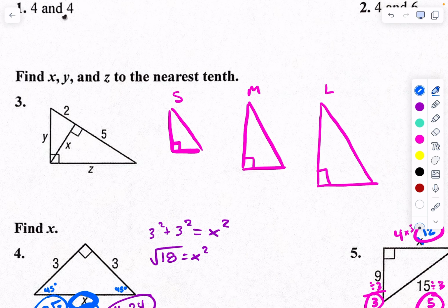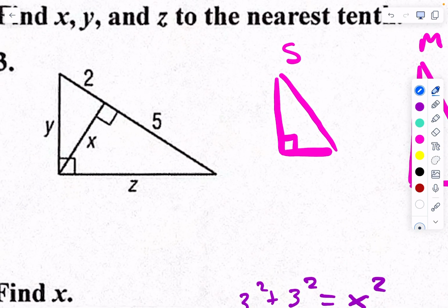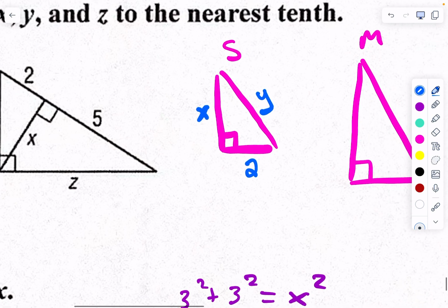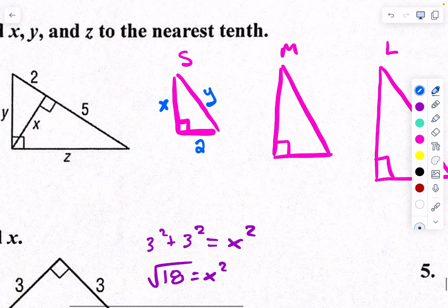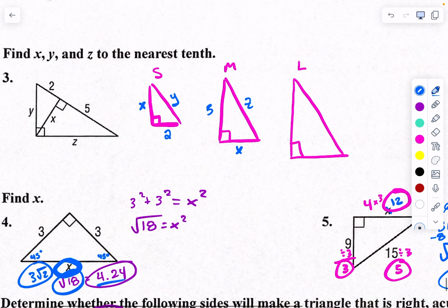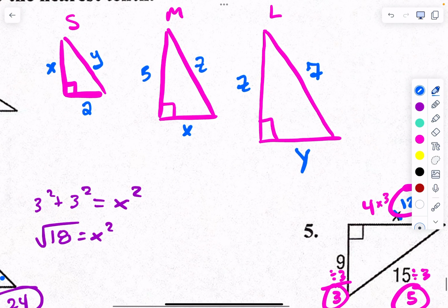Okay, so for your small one, which one is the short side? 2. What's the tall side? X. What's the slant side? Y. Okay, medium, short side: X. Tall side: 5. Slant side: Z. Large, short side: Y. Tall side: Z. Slant side: 7. You add the 2 and the 5 together. Got it? Check 2.